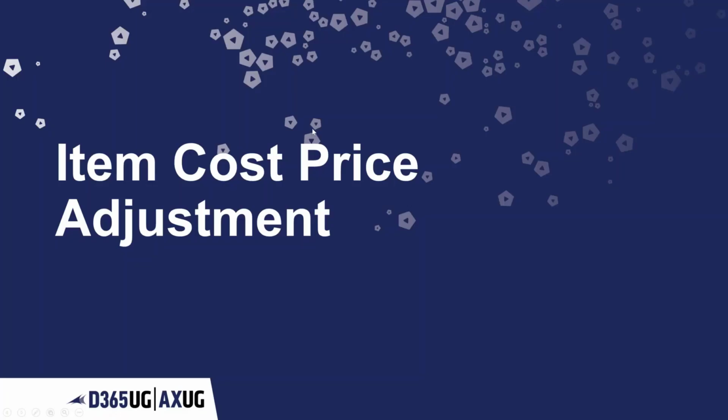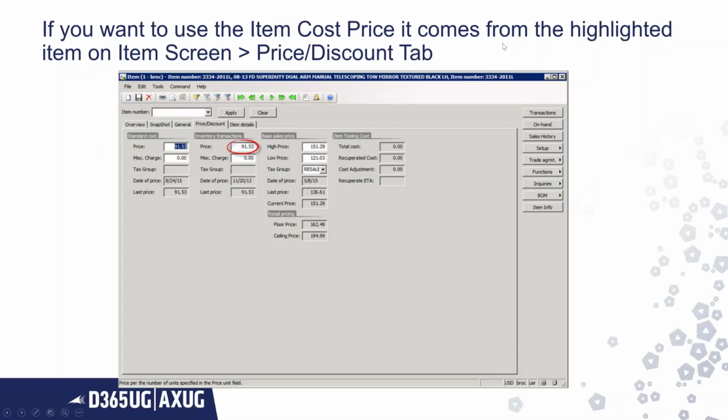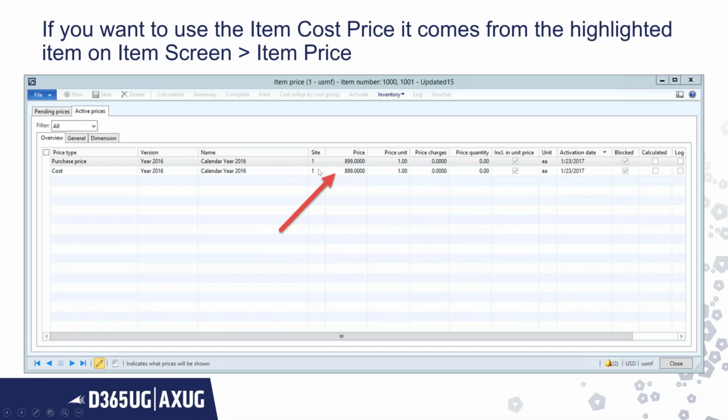So here's the adjustment itself. What it's saying is that I want to use the item cost price in this adjustment, and the item cost price can come from one of two places. It can come from this inventory transaction price here, which is on the price discount tab, or it can come from the cost area. If I've posted a price, it will come from this area. So in other words, it'll use the first screen unless something's been posted to this screen, and then we'll come to the date here that's been posted separately in the item price screens. So this is where it's going to get its planned cost.